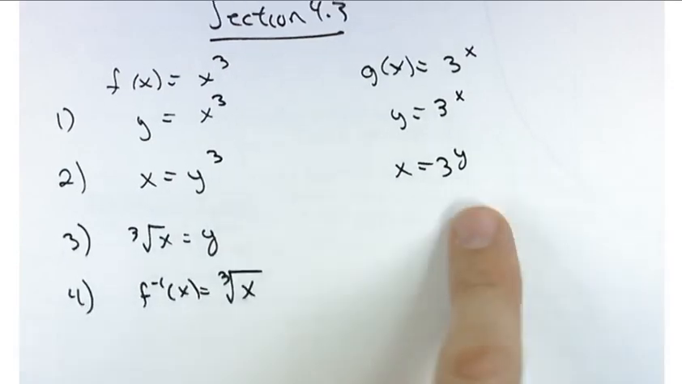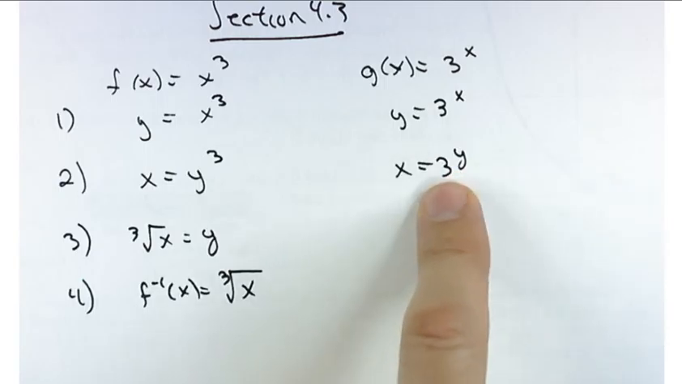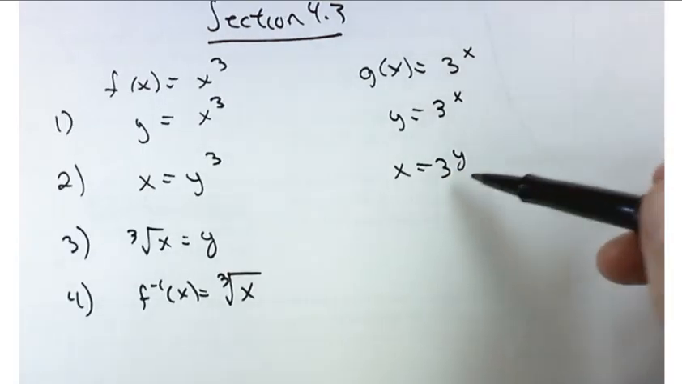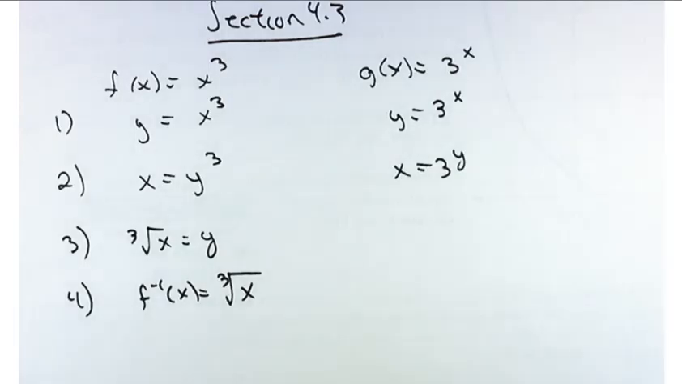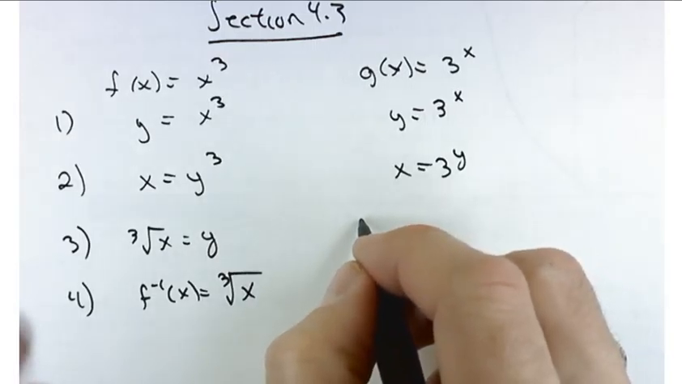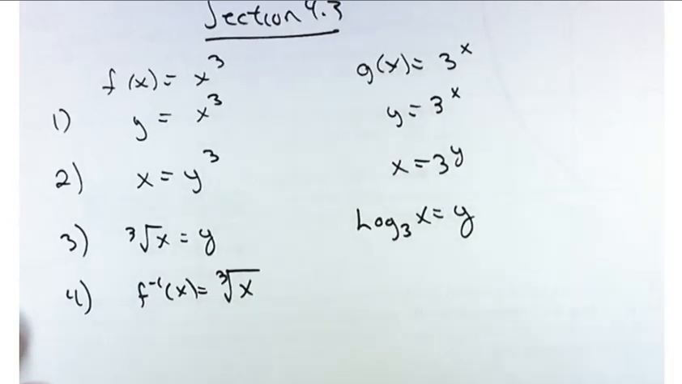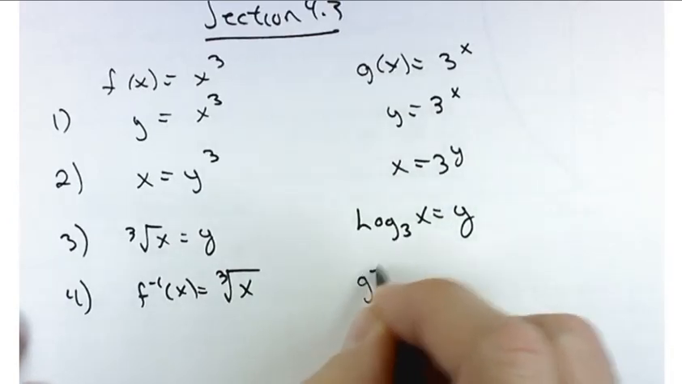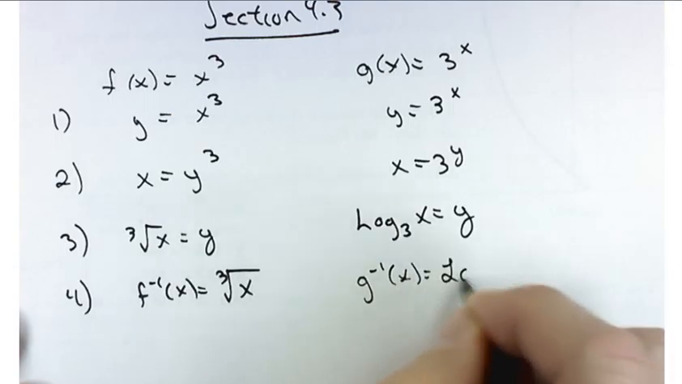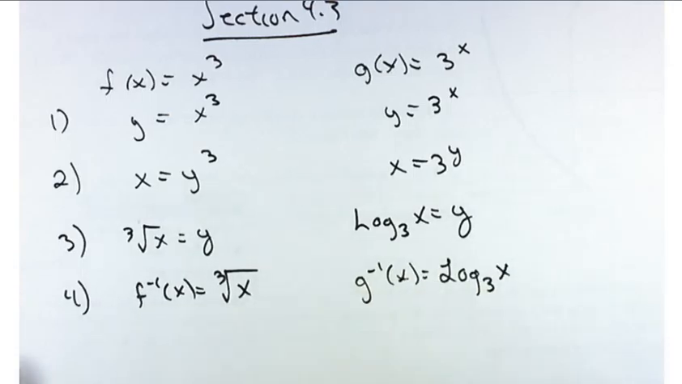But you're running into a problem here. With what we have up to date, there's no way to get y by itself. You can't take like the y-th root of both sides and get y by itself. It's just not going to work. So what we do is we introduce a new function, and it's the logarithm. So we get the log base 3 of x equals y, and that's our inverse function. G inverse of x is the log base 3 of x. So the logarithm is just the inverse of your exponential function.